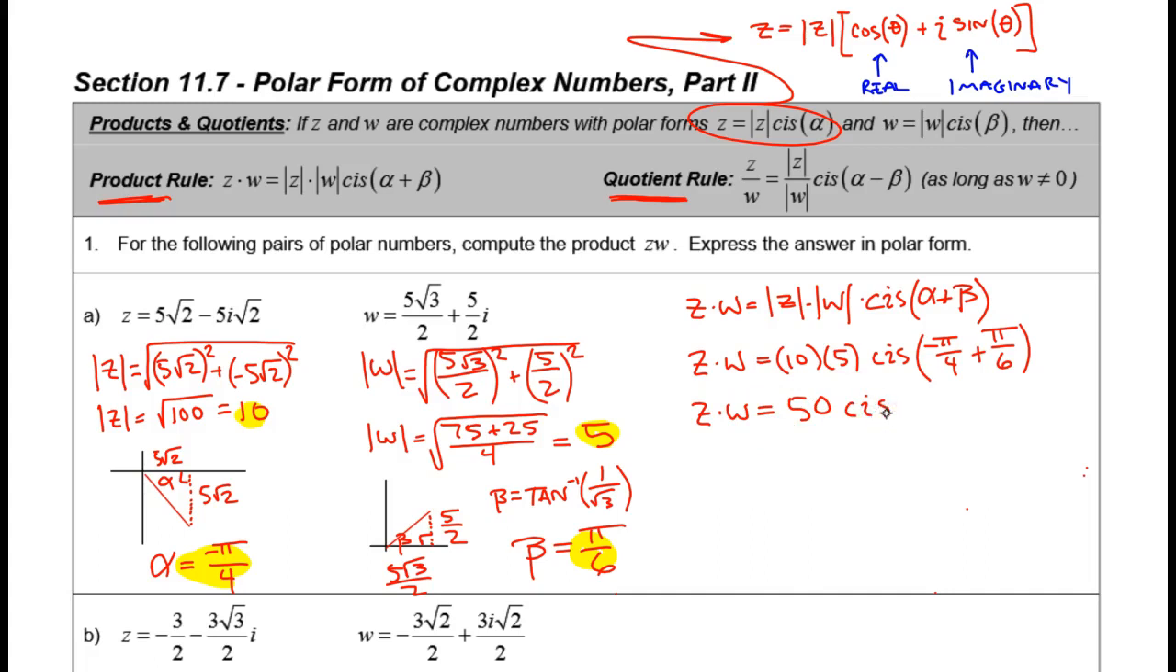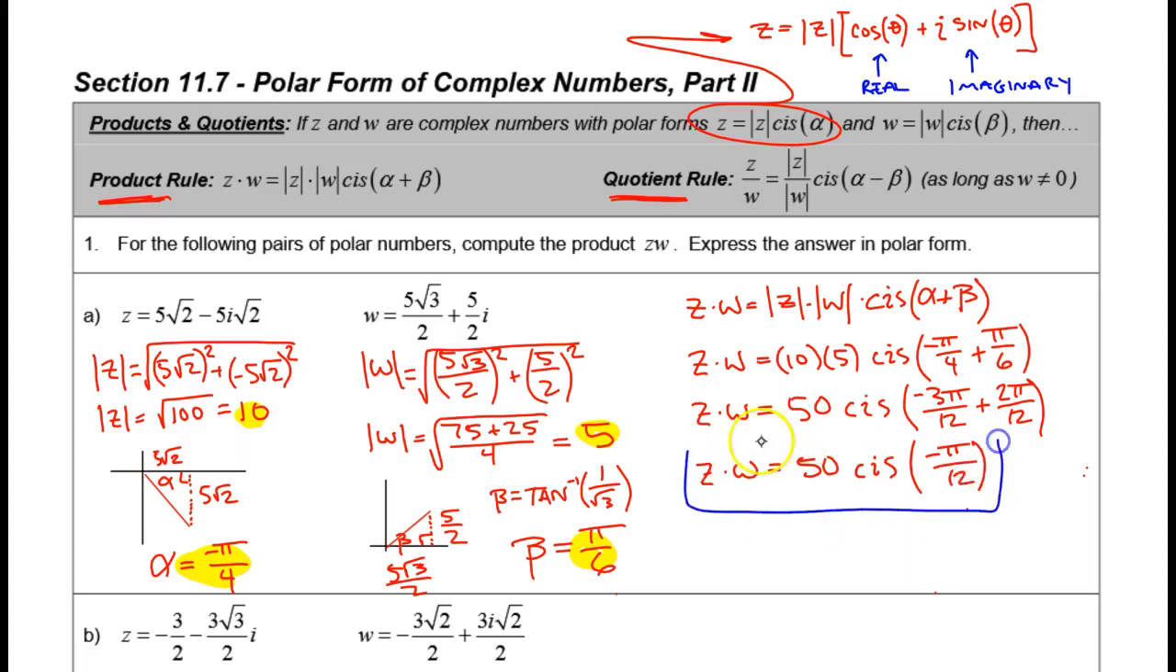Okay, so now I've got to add something with a denominator of 4 and something with a denominator of 6. So I'm going to multiply negative pi over 4 times 3 over 3. That's going to give me negative 3 pi over 12. And then for 6, I have to multiply 2 over 2 to get 12. It's going to be 2 pi over 12. Now I think we can write out our final answer. The product of z and w is equal to 50 CIS of negative pi over 12. And that's your final answer.